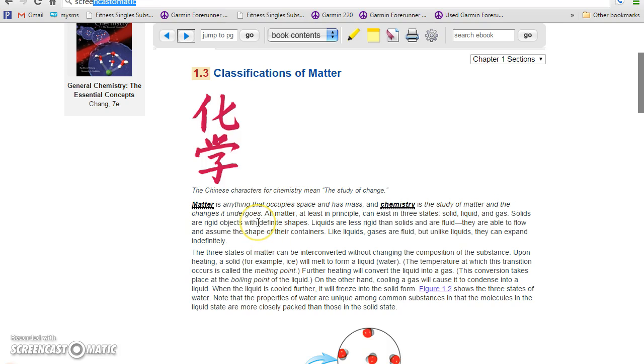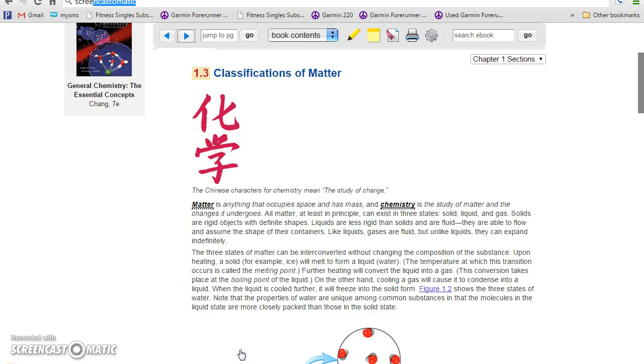Solids are rigid objects with definite shapes. Liquids are less rigid than solids and are fluid. They're able to flow and assume the shapes of their containers. Like liquids, gases are also fluid, but unlike liquids, they can expand indefinitely to occupy the entire volume of a container, regardless of the amount.